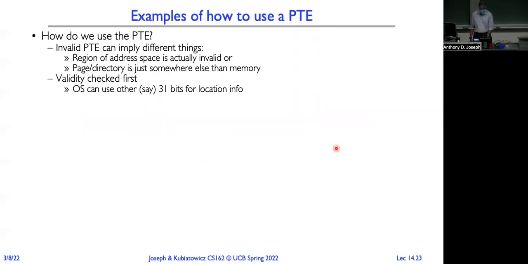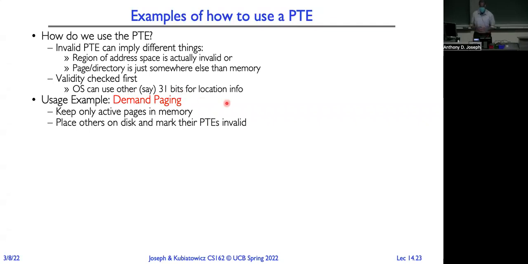Okay, so how do we use the PTE? As I said, an invalid page table entry could mean multiple things. It could mean that really, this is invalid and your program stepped on this location, it's a landmine, and we're just gonna seg fault and terminate your program. Or it could mean the page or the directory is just somewhere else. It's not in memory, it's out on disk. So we check the validity, and then we use those other bits to figure out, hey, where is it located on disk if it's not in memory?